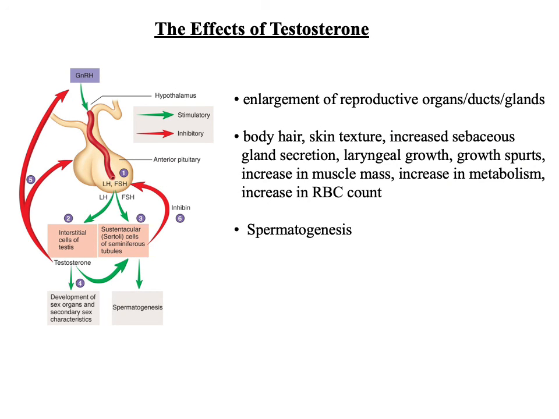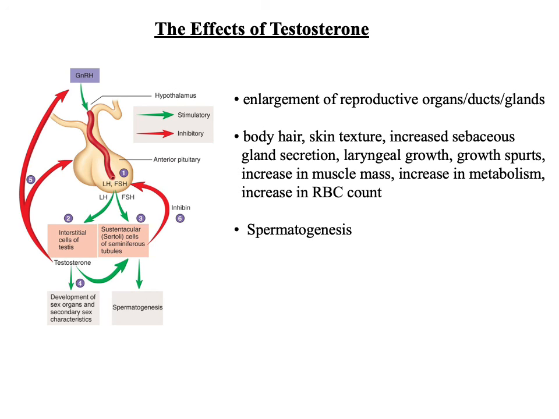Now, we mentioned before that testosterone is the main male hormone. Some of the things that it's going to regulate or affect in males specifically is, number one, the development and enlargement of the reproductive organs, ducts, and glands. Particularly during puberty, we see a growth and a little bit more of a development of these structures. The second bullet point is listing some of the secondary sex characteristics that are going to start to show in males, again starting around the time of puberty.